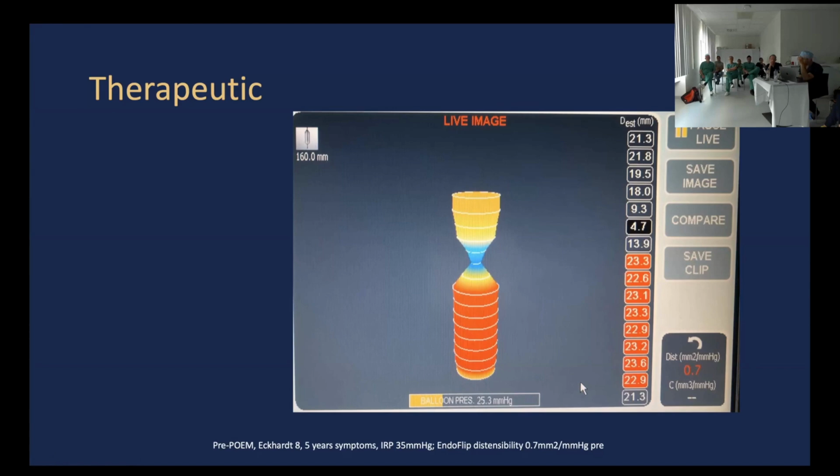It's under the numbers which were recommended, certainly nowhere near 18. Whereas you can see that the esophagus above is opening to 18, 19 sort of level. Distensibility is 0.7, so very much below the threshold of 2, which is considered abnormal, and with a decent balloon pressure here of 25.